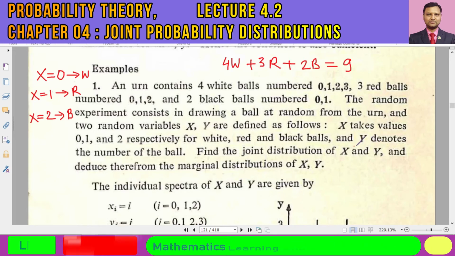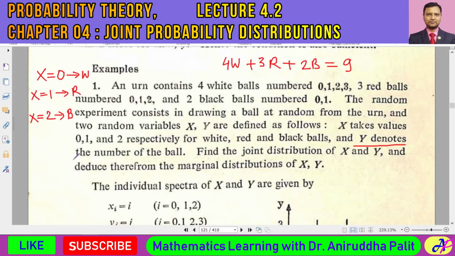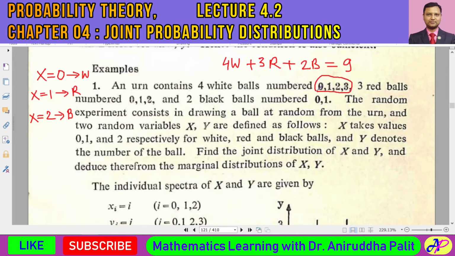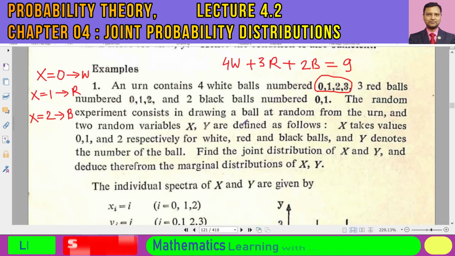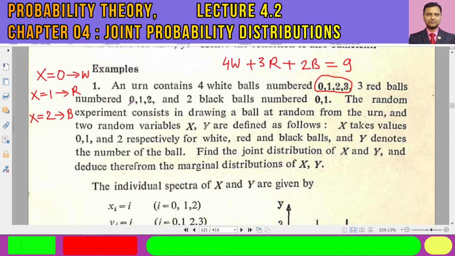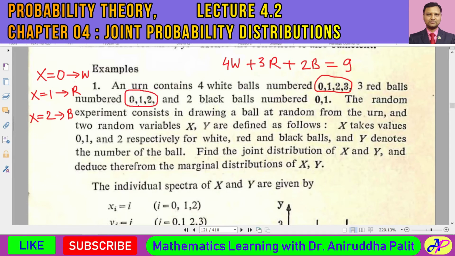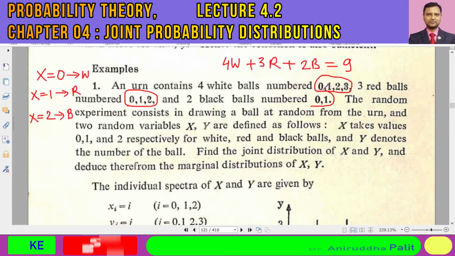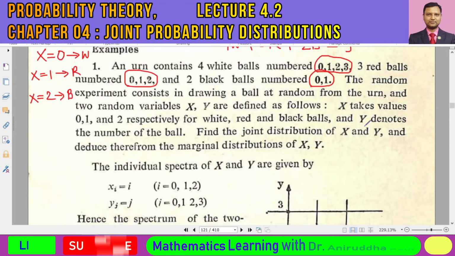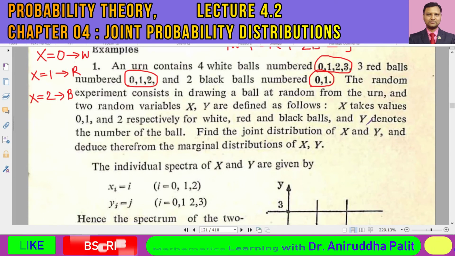Next, what about Y? Y denotes the number on the ball, that means the number depicted on the ball. What were the numbers depicted on the balls? In the case of the white ball, we have 4 numbers: 0, 1, 2, 3. So if we have a white ball, the value of Y would be 0, 1, 2, 3. Then in the case of red balls, we have the numbers 0, 1 and 2. These are the possible values of Y. And in the case of black balls, the possible values are 0 and 1. These are the 3 possible cases of Y. So you see, Y is actually the number written on that ball.